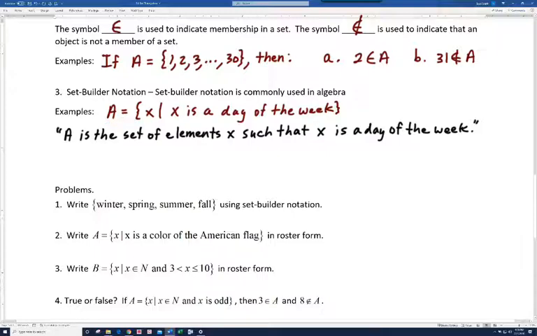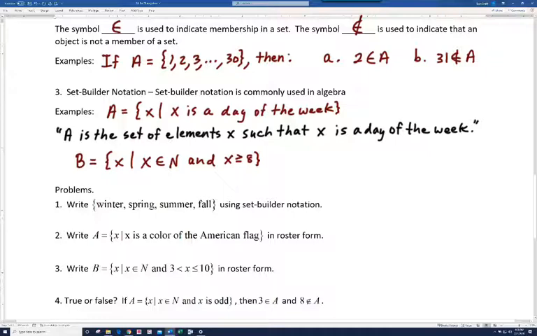All right, and after looking at this one, you might be thinking, man, that just seems kind of goofy. Why don't we just say the days of the week? And I would agree. This form tends to be a little bit more useful when we are dealing with things that are algebraic. So an example here would be B. B is equal to the set of elements X such that X is an element of N, the natural numbers, and X is greater than or equal to 8.